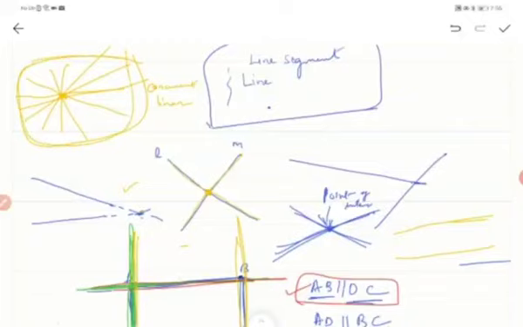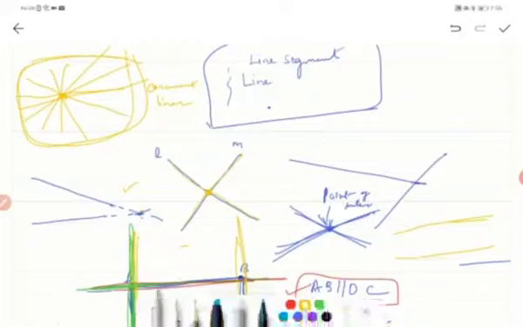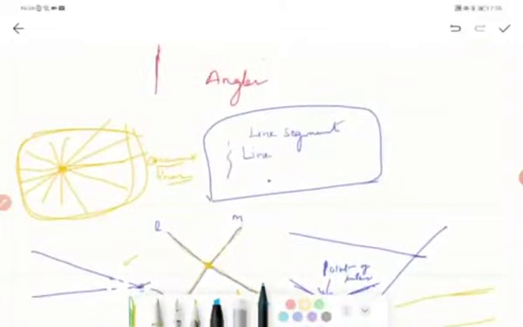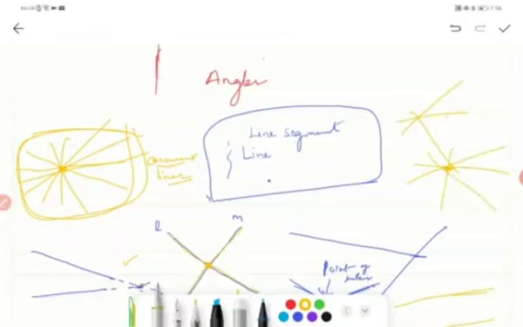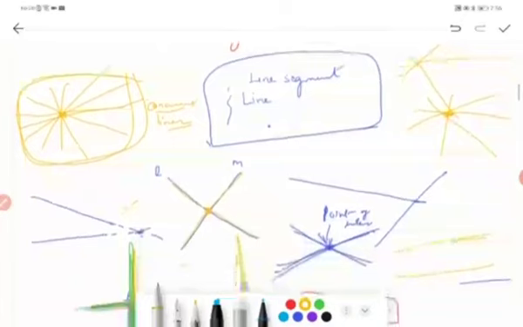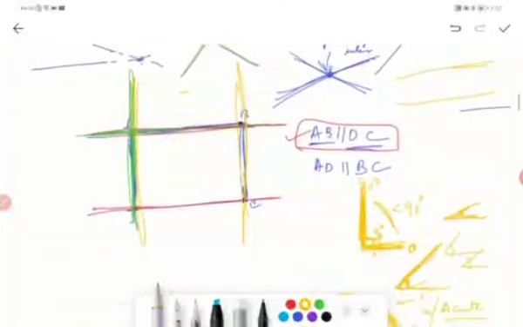All right. So I hope it's clear. These are the things present in your chapter to be learned by you all. Okay. So concurrent lines means many lines pass through a single point. Okay. So this is one point of concurrency, and similarly this is another point of concurrency. Likewise, you just need to know the difference between concurrent lines and intersecting lines. Intersecting lines have only two lines, concurrent lines have many lines.